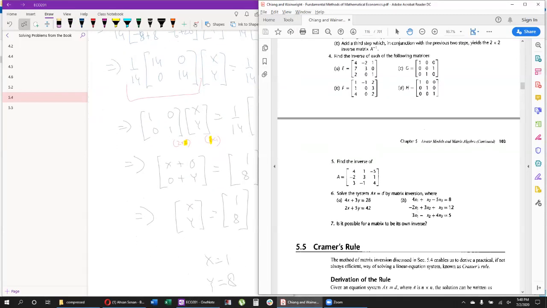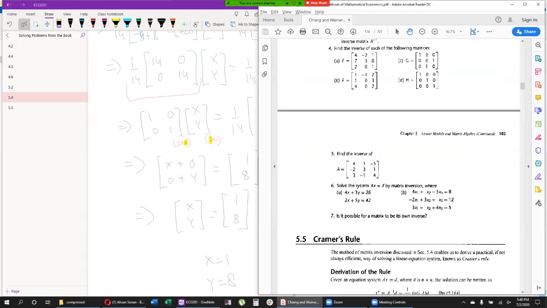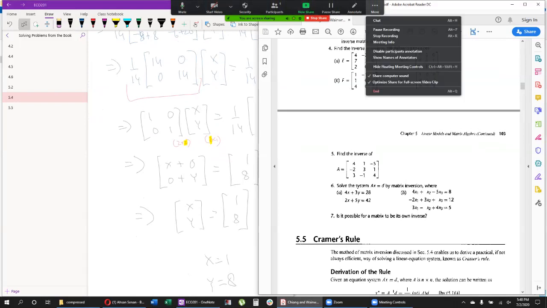That's it. So this was the 2 by 2 case. As you guys can see, 6b is the 3 by 3 case, and I'm sure you can all solve it. All right, so that is all we're going to do from 5.4. And let's move on to the next video then.